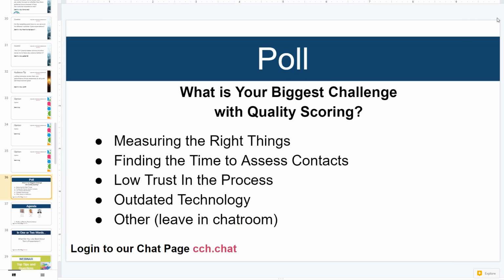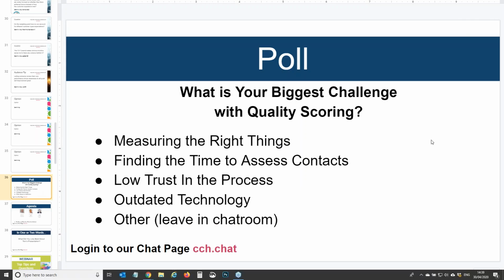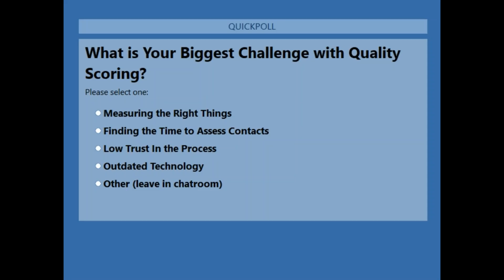So we're actually going to go across to a poll now. So let me launch this one. And we're going to ask, what is your biggest challenge with quality scoring? Is it measuring the right things? Is it finding the time to assess contacts? Is it low trust in the process? Is it outdated technology? Or is it something else? And could you leave it in the chat room? So, Tom, what do you think is the biggest challenge for people?